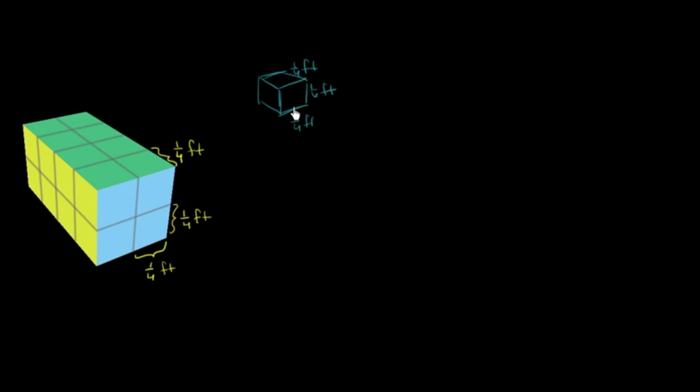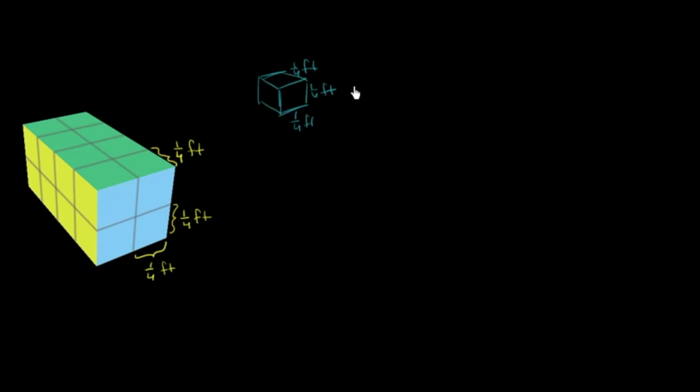So given that, what is the volume of this entire rectangular prism going to be? So I'm assuming you've given a go at it. There's a couple of ways to think about it. You could first think about the volume of each unit cube and then think about how many unit cubes there are. So let's do that.